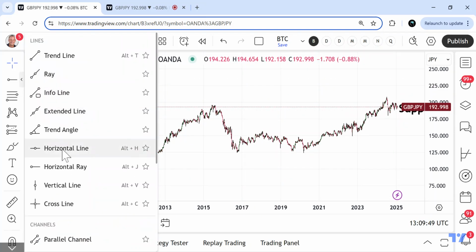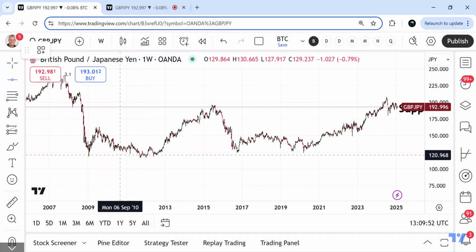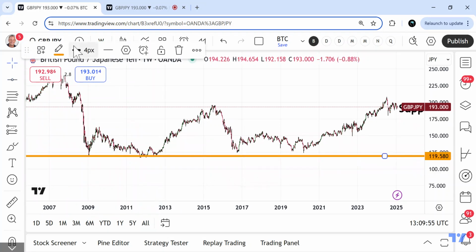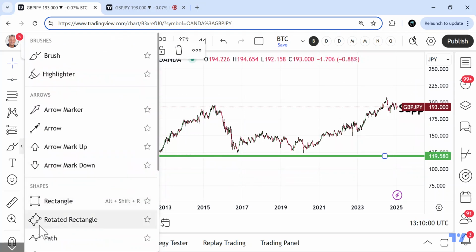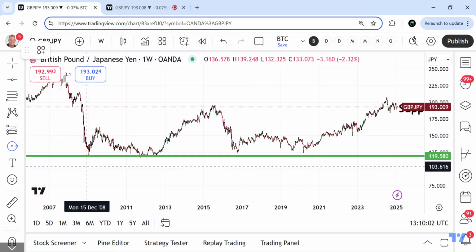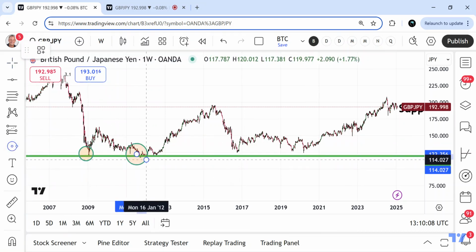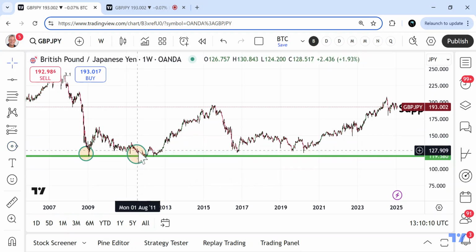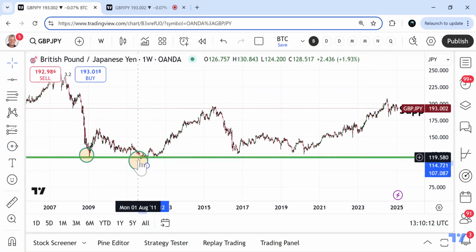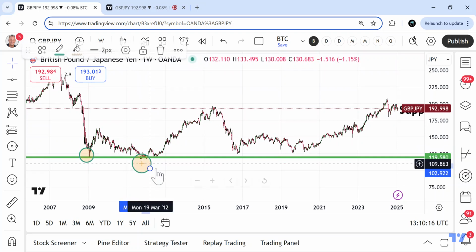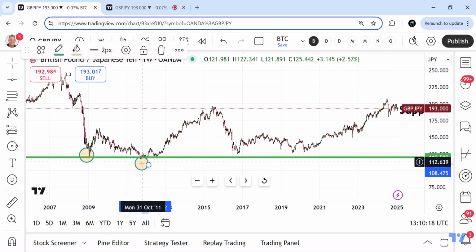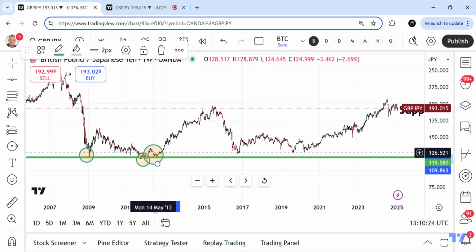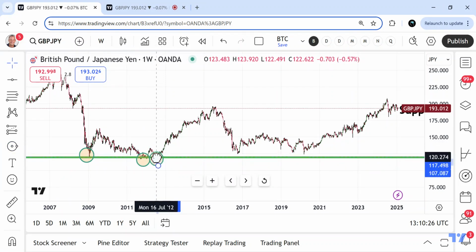We'll mark it in green, our level of support. As you notice right here, that is a decent level of support. Market bounced off of each of these levels here. Bounced off of that level right there. Make that smaller for you. And it bounced off this level right here. Make that touch smaller. Perfect.